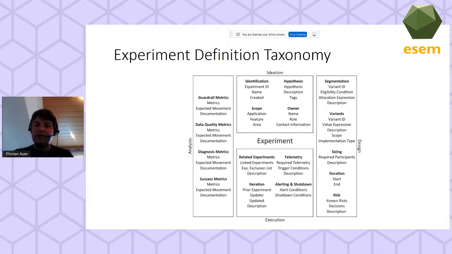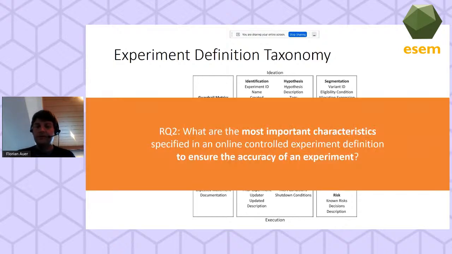As a result, practitioners may be overwhelmed by the number of characteristics offered to define an experiment. The taxonomy provides no prioritization of the characteristics. Hence, it may be difficult to decide what properties should be specified. Guidance on importance of individual characteristics is missing. Hence, we asked what are the important characteristics of them to ensure the accuracy of an experiment.